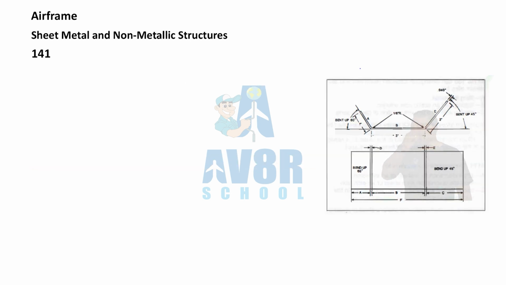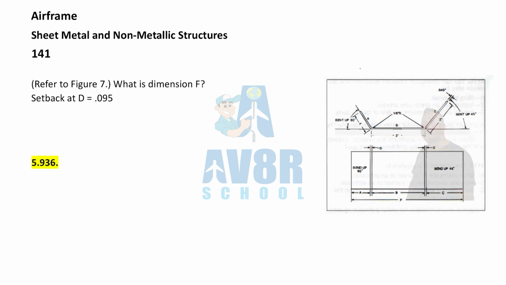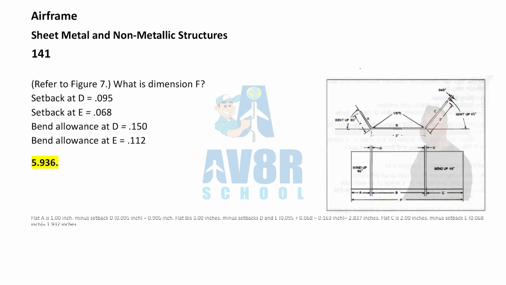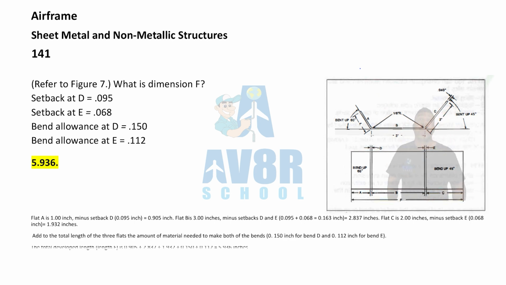Number 141. 5.936. So referring to figure 7, what is the dimension of F? In figure 7, the dimension of F is 5.936. If you ever see figure 7 and it asks you for the dimension of F, you'll know that it's 5.936.